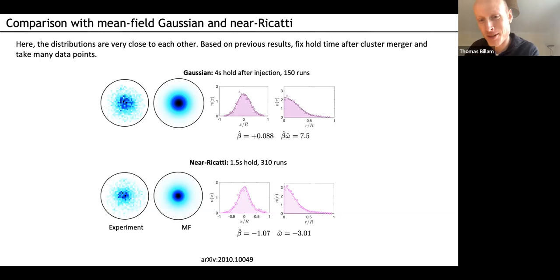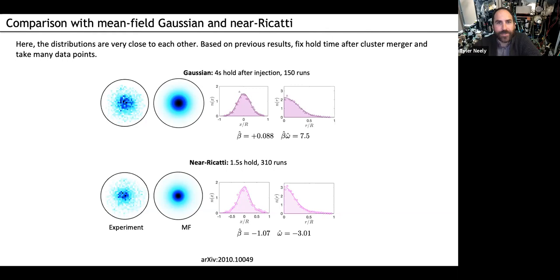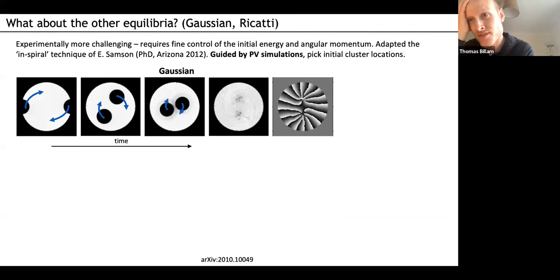So the short question is, how many fitting parameters are there for fitting to the Poisson-Boltzmann? I think it's just beta and omega, but okay. There's not many, essentially. Yeah, no, there's not many.